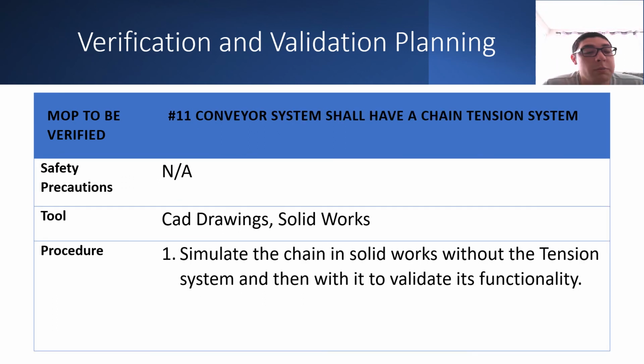Since the conveyor will be working with 2 steel alloy chains, we find it necessary to install a chain tension system on the conveyor for it to work properly when excavating. The tools to validate this MOP would be CAD drawing and SolidWorks, and the procedure would be to simulate the chain in SolidWorks without the tension system and then with it to validate its functionality.